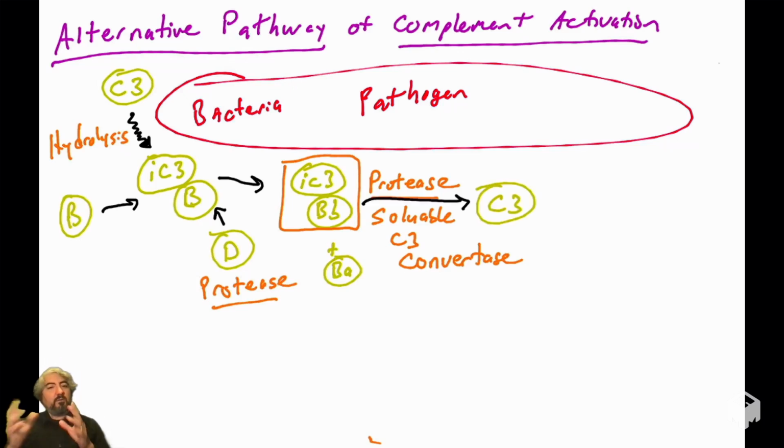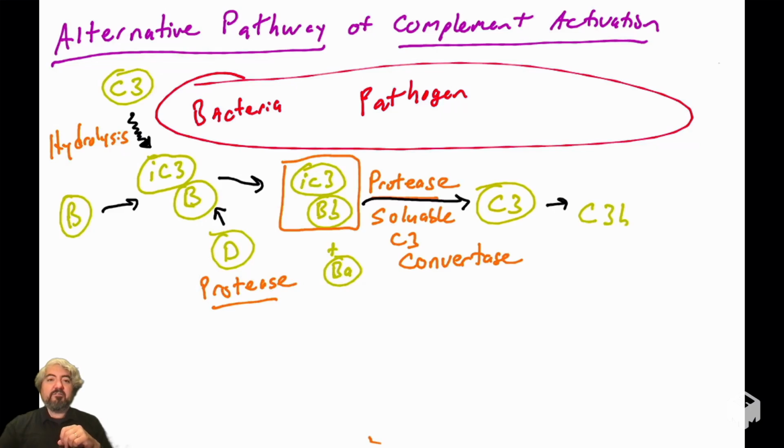Now, where did C3 come from? Well, there's C3 all around, right? There's plenty of C3 in the blood, in the interstitial fluid, in the lymph. So IC3 and BB, which is the soluble C3 convertase, will find a C3 protein that's in the area, and it's going to do what to it? It's going to cleave it.